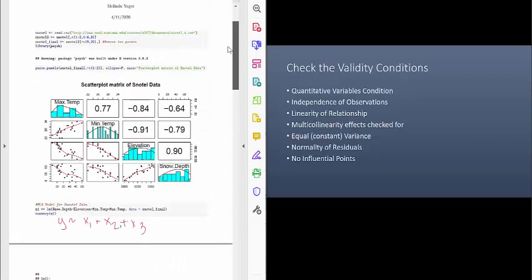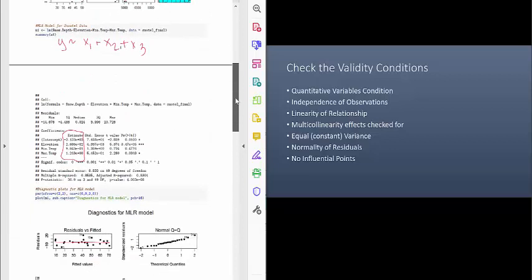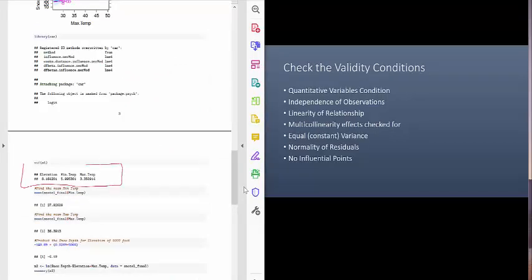Next, let's check for multicollinearity. If we go back up to our scatter plot matrix, we can definitely see some evidence of multicollinearity, as we see a correlation of negative 0.91 between elevation and min temp, and we can also see a correlation of 0.77 between min temp and max temp. We'll also look at the variance inflation factor. Here we see the variance inflation factors for each of our variables. So we can see that two of them, elevation and min temp, are greater than 5. So it looks like we do have some evidence against multicollinearity in this example.